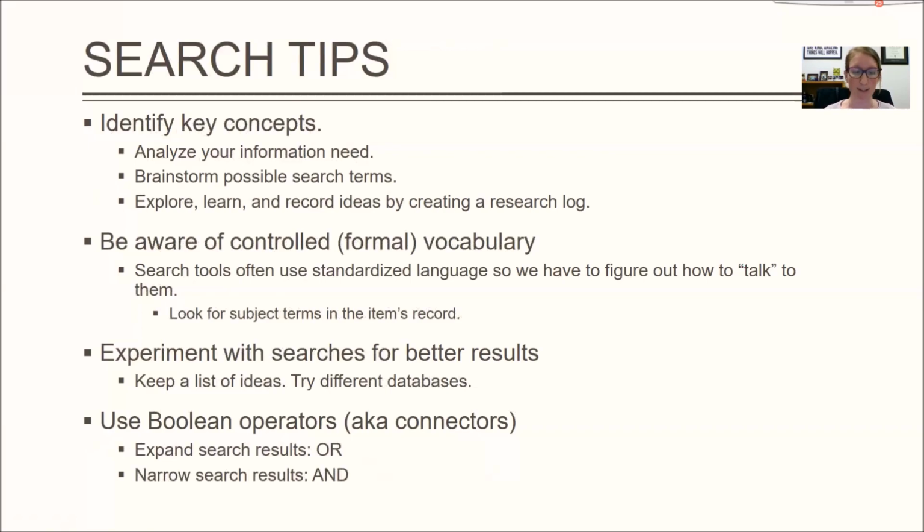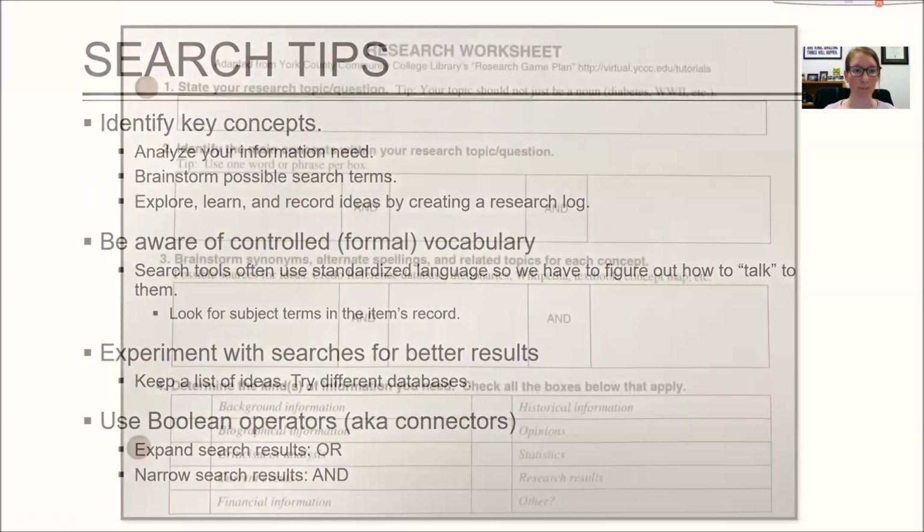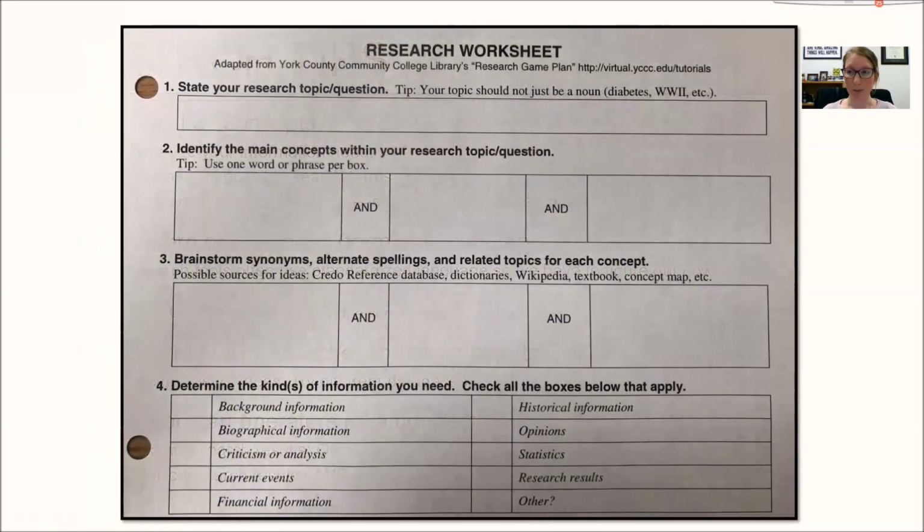So I'm going to show you a quick example of what a research log would look like. This is one that we use here in my library. You have a place to put your research topic or question, a place to identify your key concepts. The first concepts that I came up with, I could put them in there. And then I have an area to brainstorm different synonyms or different words that I can try. And at the bottom I can keep track of the type of information that I'm going to need.